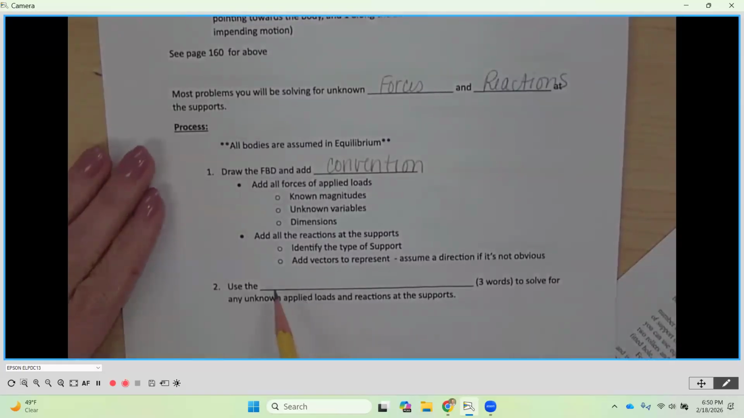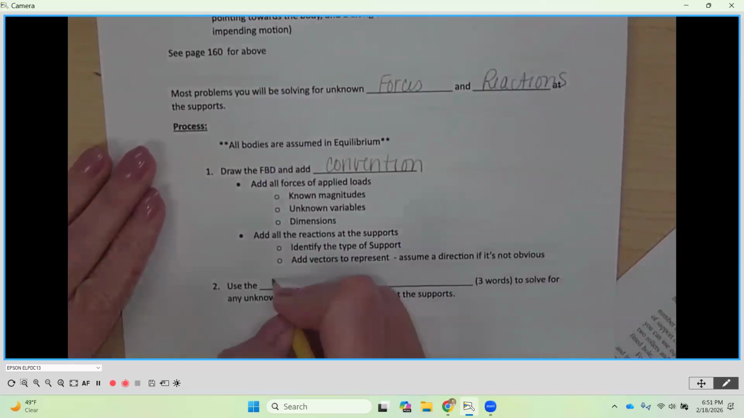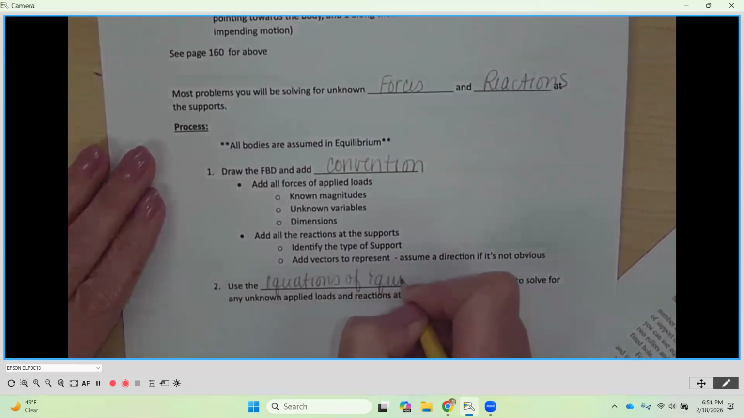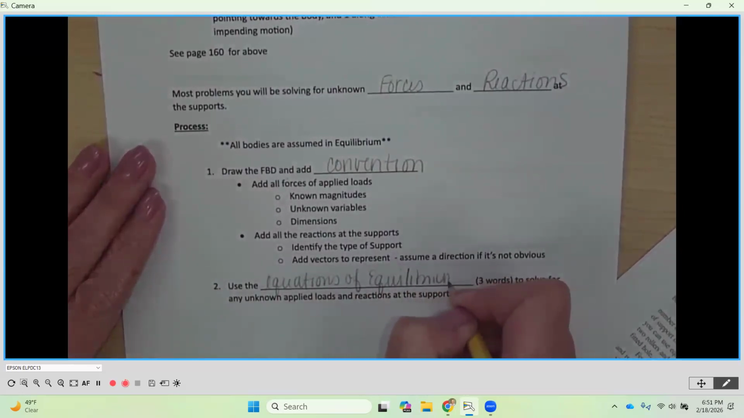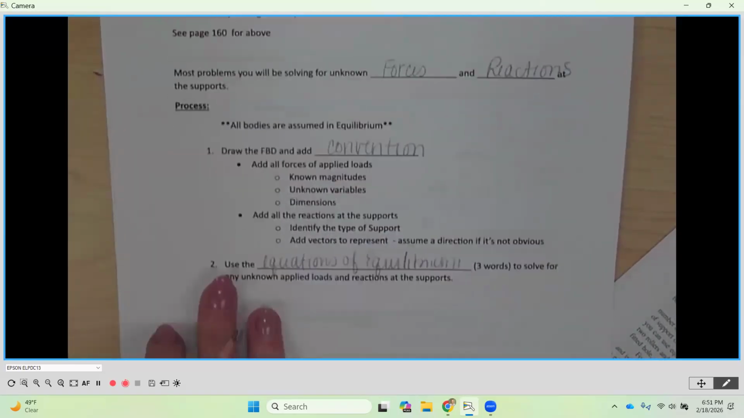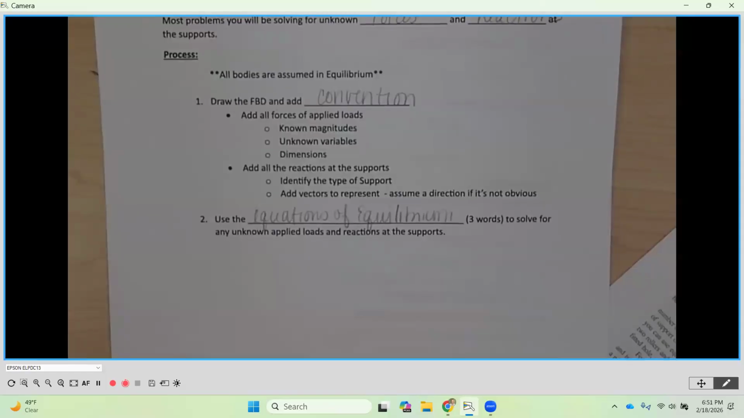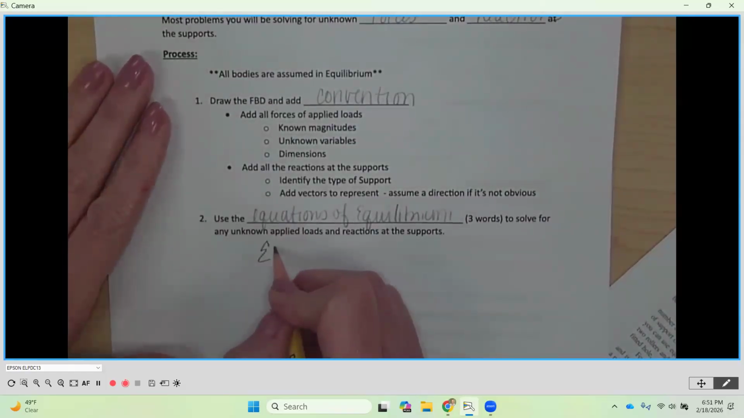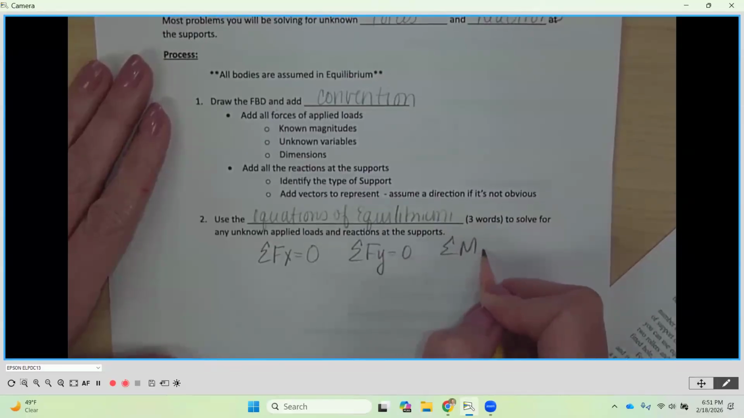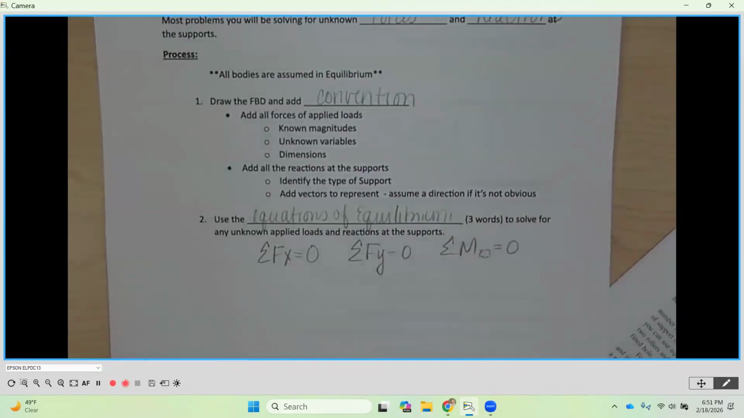We want to use the equations of equilibrium to solve for any unknown loads and reactions at the supports. The equations of equilibrium, which we know to be the sum of the forces in the x equals 0, the sum of the forces in the y equals 0, and the sum of our moments equals 0. Let's list those right here, as long as we're here. Sum of the forces equal to 0 in the x direction, sum of the forces in the y direction equal to 0, and sum of the moments around a point also equal to 0.